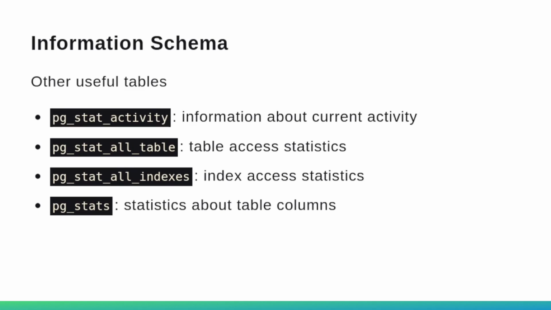Other tables which are very interesting and super useful are the stat tables. You have pg_stat_table, pg_stat_index, and pg_stats. These tables contain statistics that the database maintains on your tables, your indexes, and even on table columns. We are going to talk about these tables when we talk about the optimizer, the query planner, and when we view different execution plans in module 3, I think.